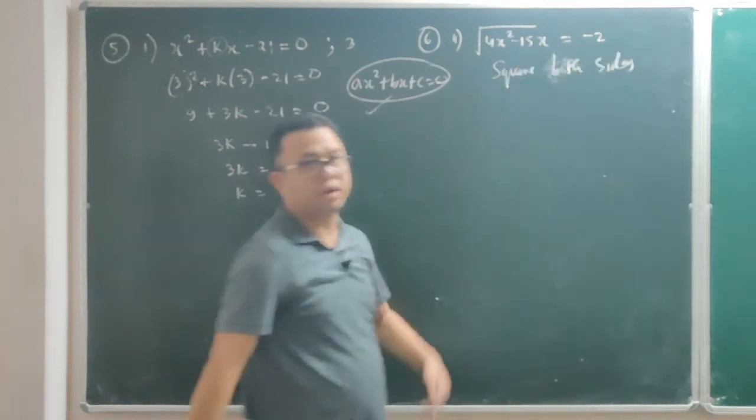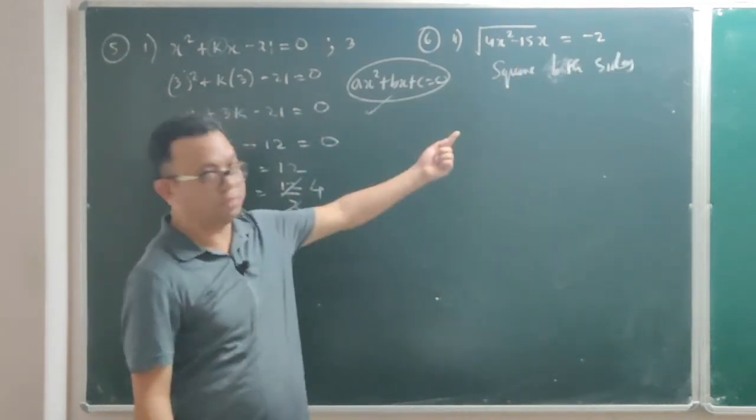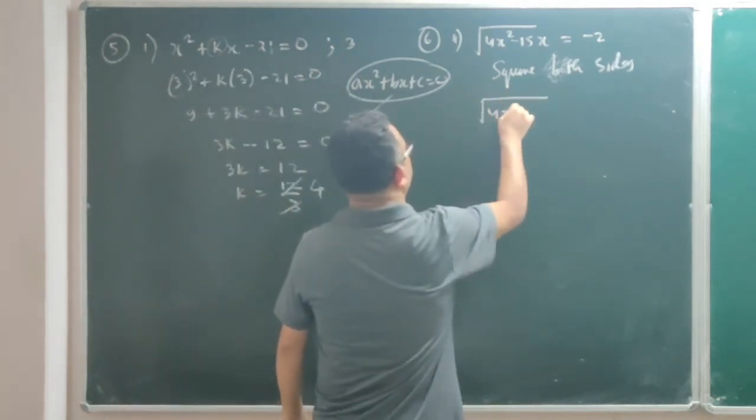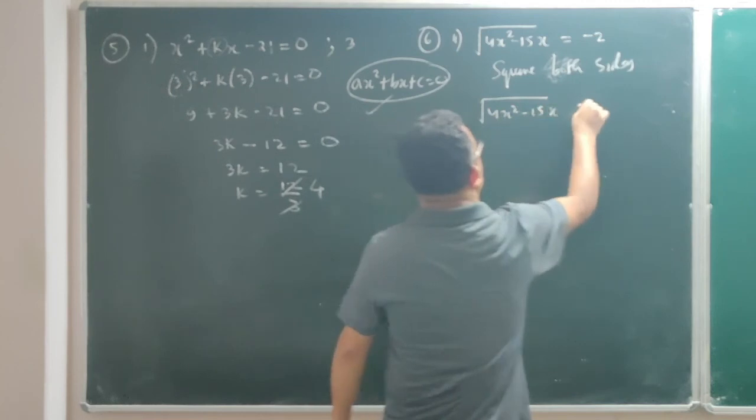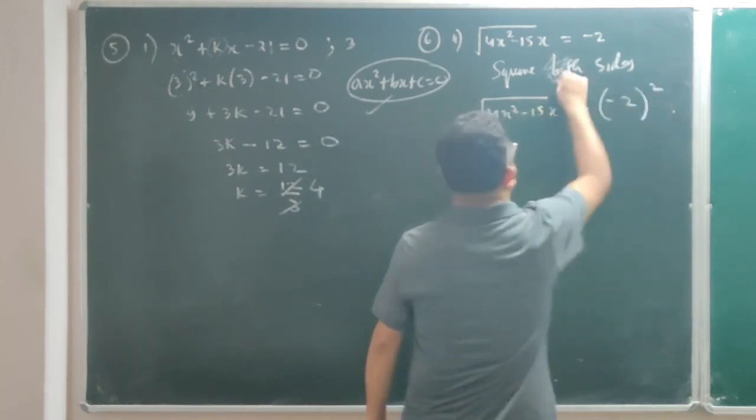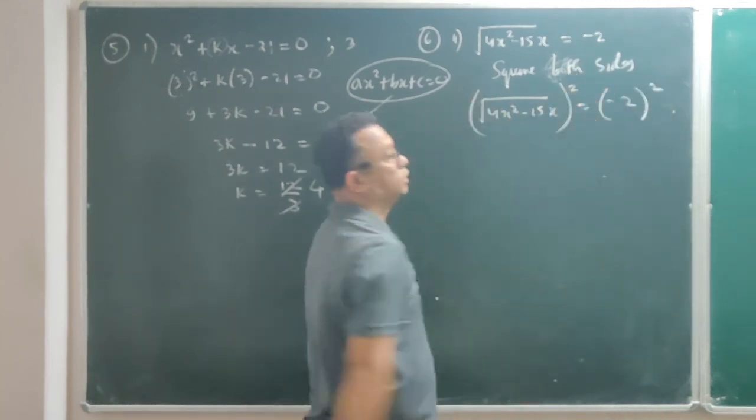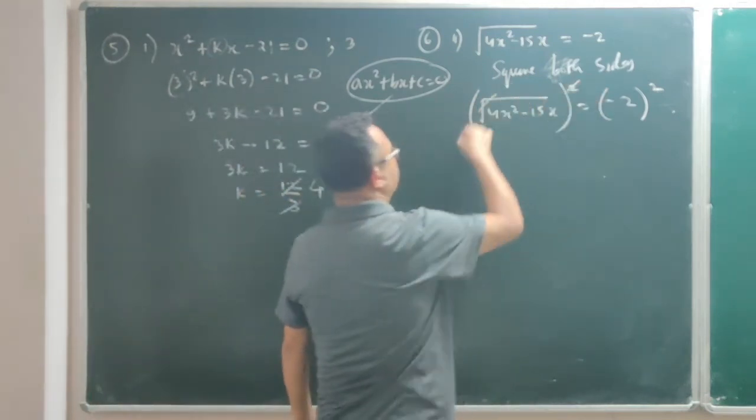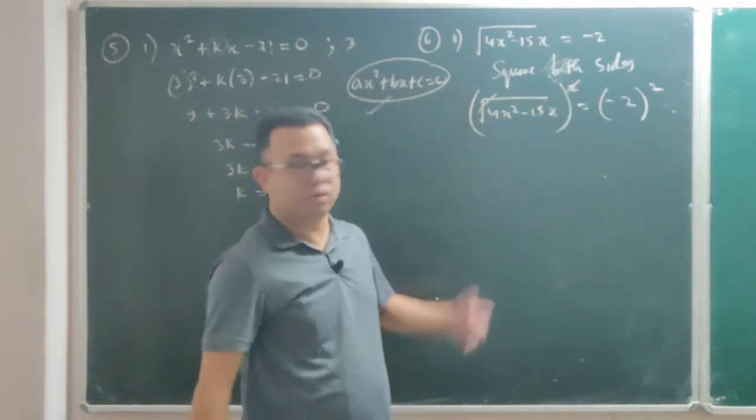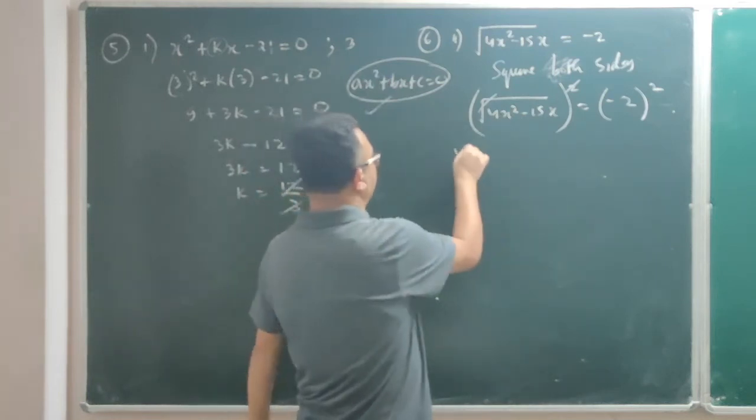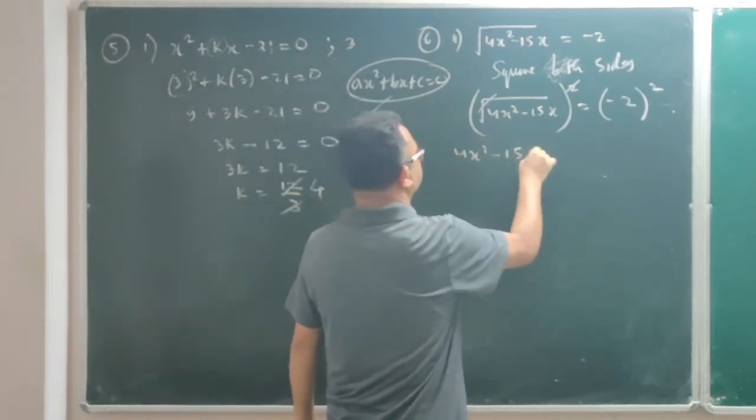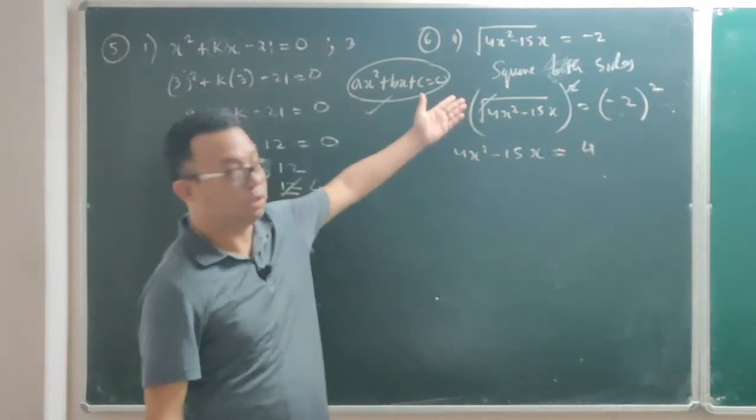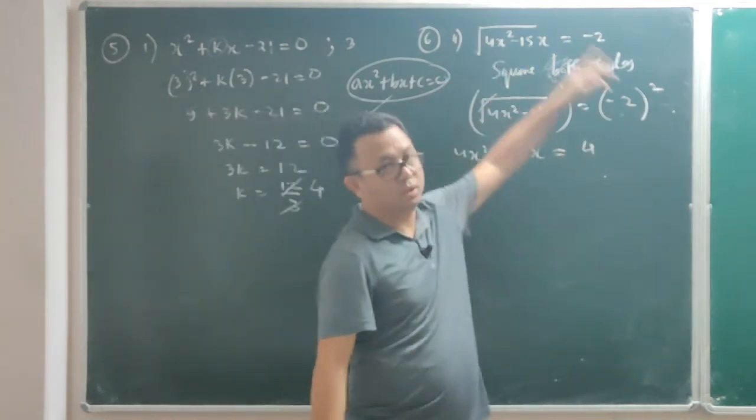Remove the root by squaring both sides. If you do one single step, your root will be gone. Like this: root of 4x square minus 15x equal to minus 2. So square the right side also and square the left side also. See, squaring both sides we have done. Now it is gone, because square is the opposite of root. So when you square a root, it will be without root. So now you have 4x square minus 15x, and on that side you have minus 2 into minus 2 is 4. Now what was problematic with the root is gone.